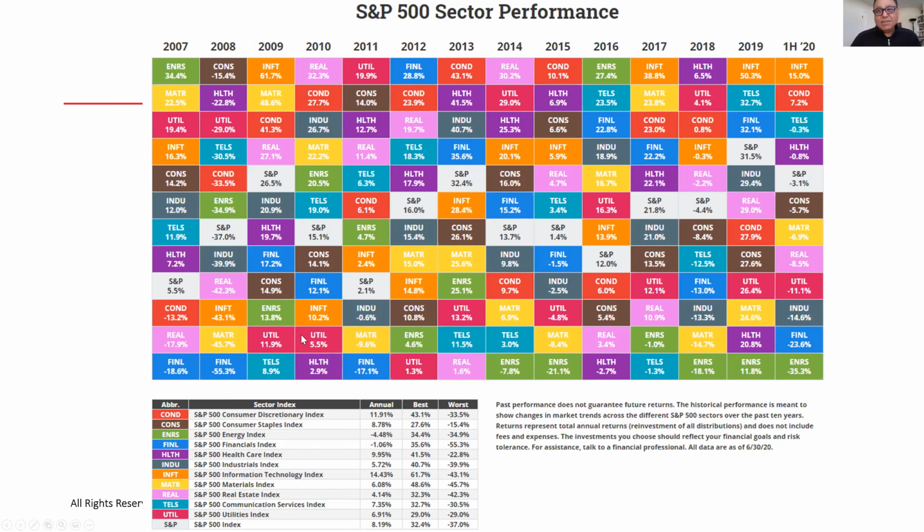The point is, it shows you what was hot and what was not, and different sectors go up and down. It's never the same sector. So just buy the S&P 500.